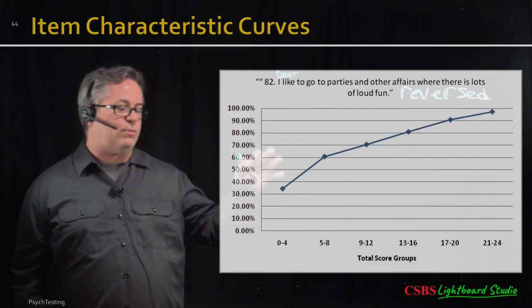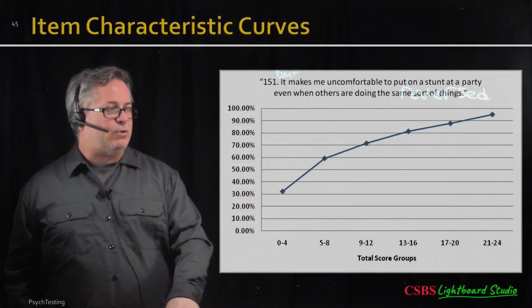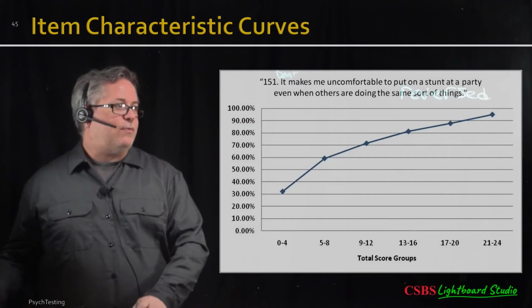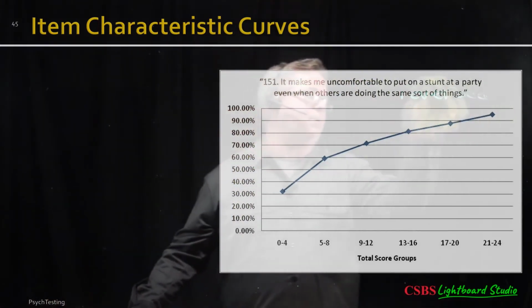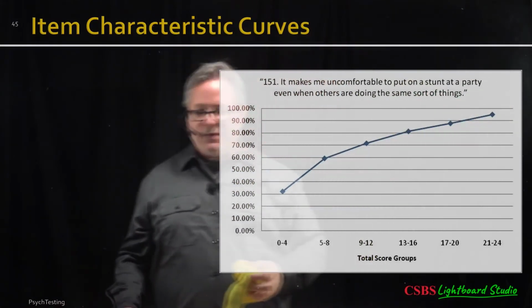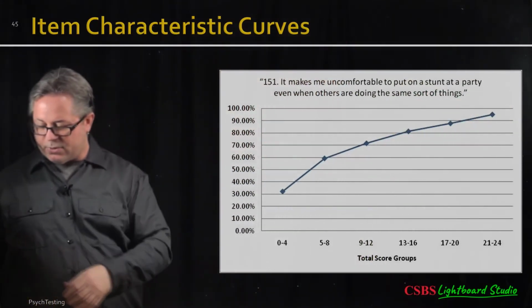So this is actually a reversed item. This one's a little bit clearer about that. It makes me uncomfortable to put on a stunt at a party. So this is a forward worded item that if you say yes to this, that's supposed to indicate social anxiety.